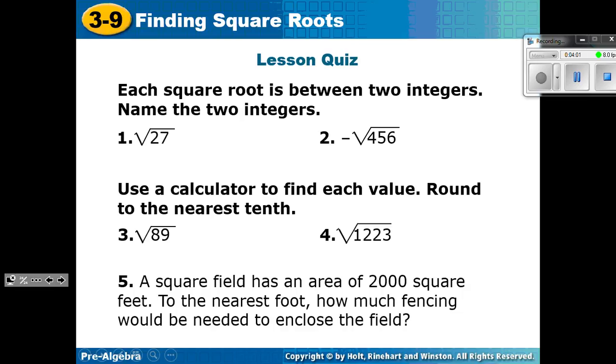Here are some problems that you can try on your own. Go ahead and pause, and then turn the video back on to check your answers.